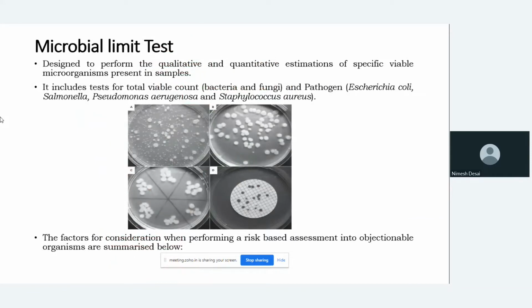So here, microbial limit test. The microbial limit test is designed to perform the qualitative and quantitative estimation of specific viable microorganisms present in samples. It includes tests for total viable count and pathogens like Escherichia coli, Salmonella, Pseudomonas, and Staphylococcus aureus. The microbial limit test can be performed by different methods like the spread plate method, pour plate method, and membrane filtration method. Here are a few diagrams: diagram A indicates the pour plate technique, diagram B indicates the spread plate technique, and diagram D is the membrane filtration technique. In that way, different techniques are utilized for performing different tests.